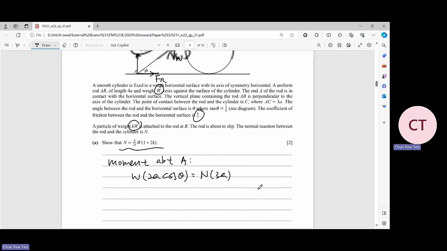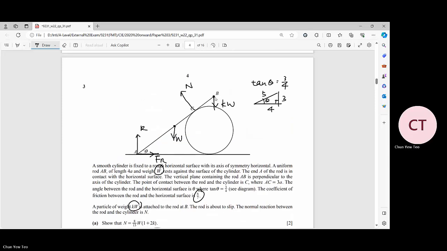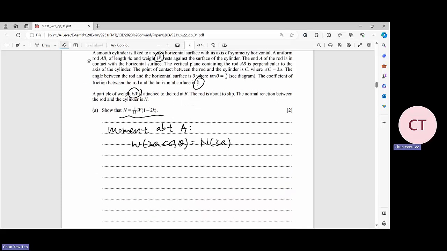Then another one is over here. Okay, so these two are the same. These two are clockwise. Then N is anti-clockwise. So I wrote wrongly. I need to give more space for the W.